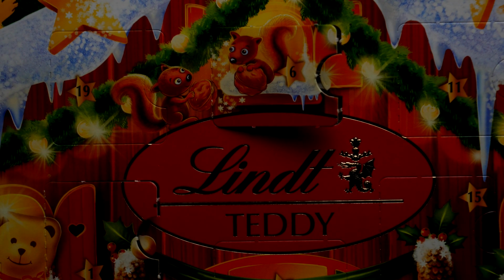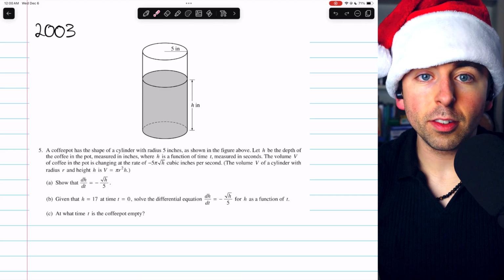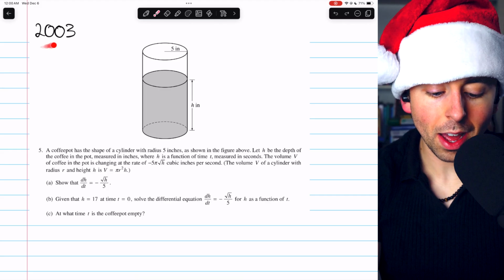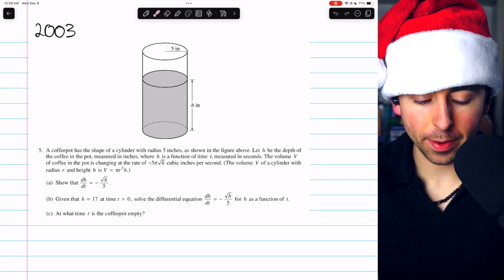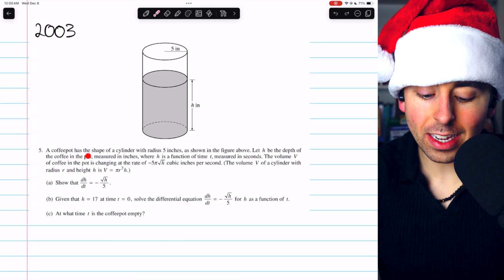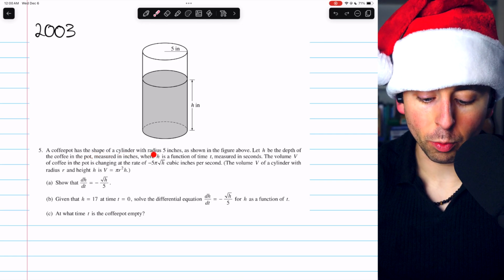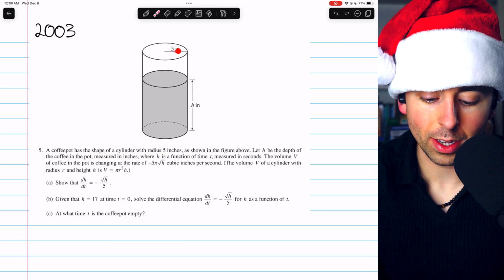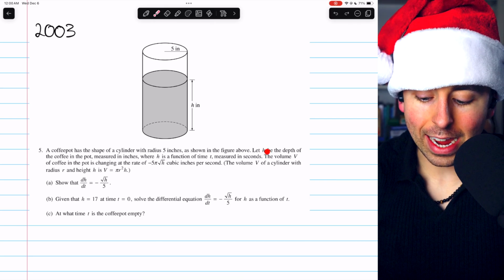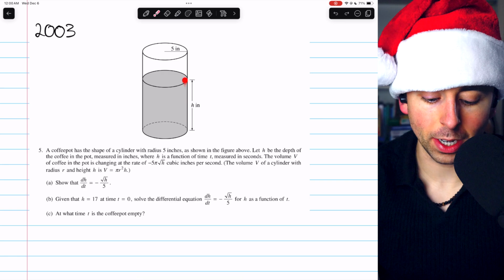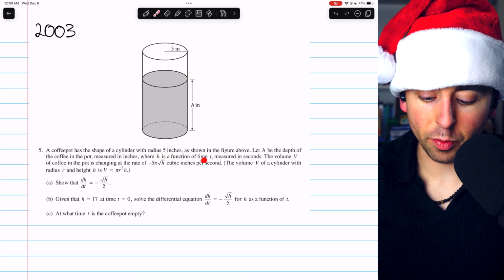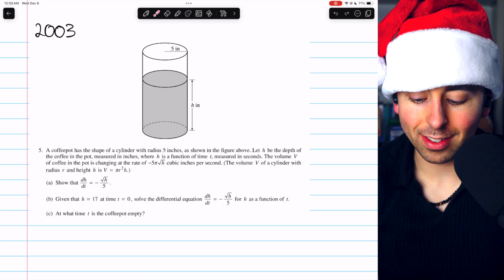What is a good habit, though, is always doing calculus. So let's do some of that. This is problem 5 from the 2003 AP Calc AB exam. Let's read it. A coffee pot has the shape of a cylinder with radius 5 inches, which we see here. Let h be the depth of the coffee in the pot, which is also measured in inches. h is a function of time measured in seconds.